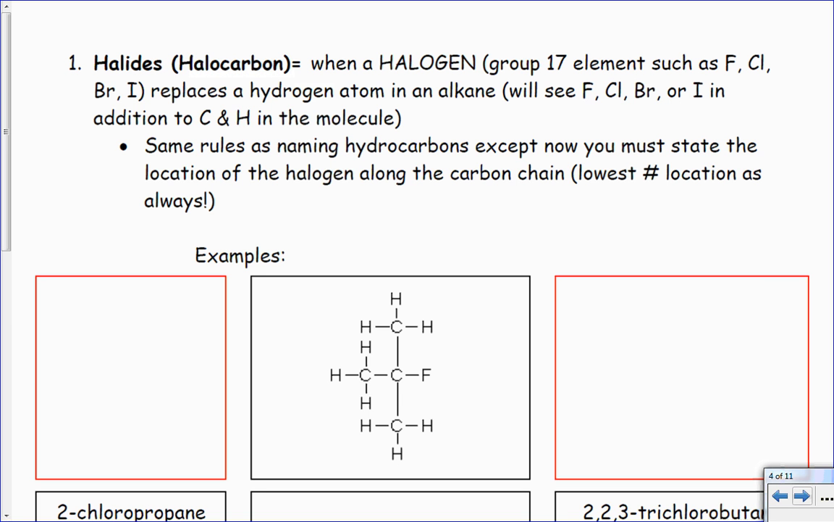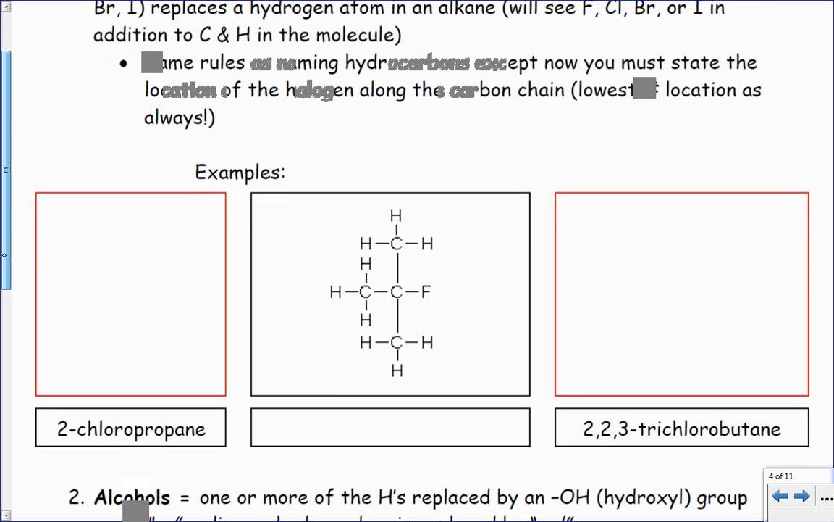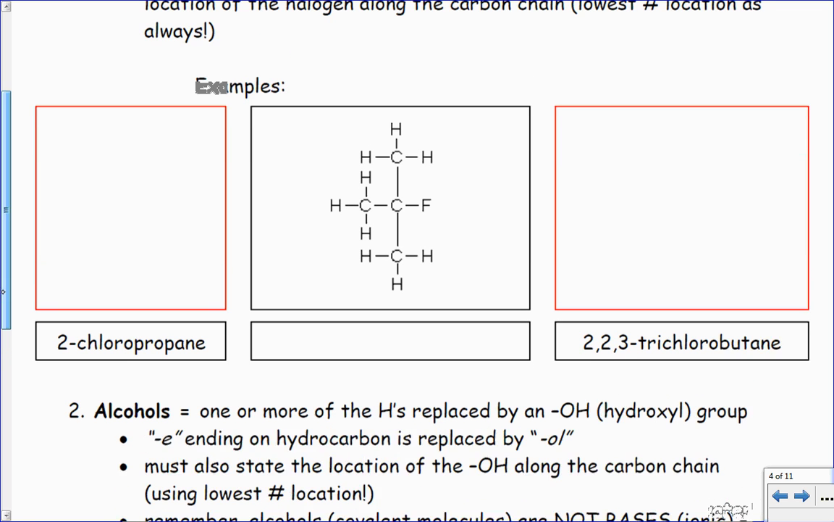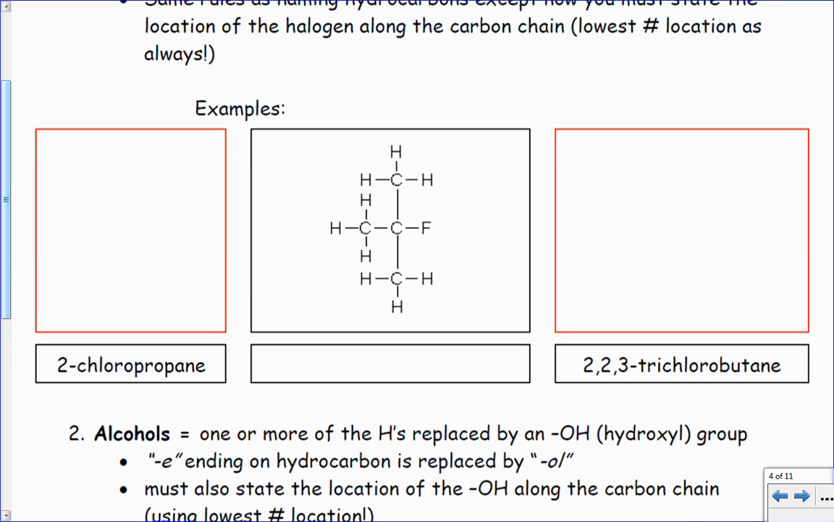Halides is a halocarbon. There is specifically a fluorine, a chlorine, a bromine, or an iodine in there somewhere. Okay, same rules as naming the hydrocarbons, except for now you have to state the location of the halogen along the carbon chain, lowest number possible. So here's 2-chloropropane. Everything's the same. I'm going to always start with the prop.